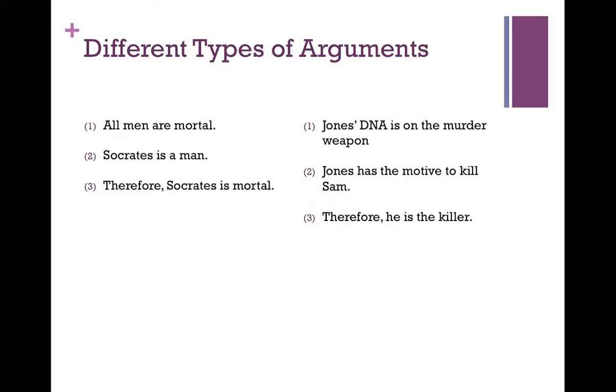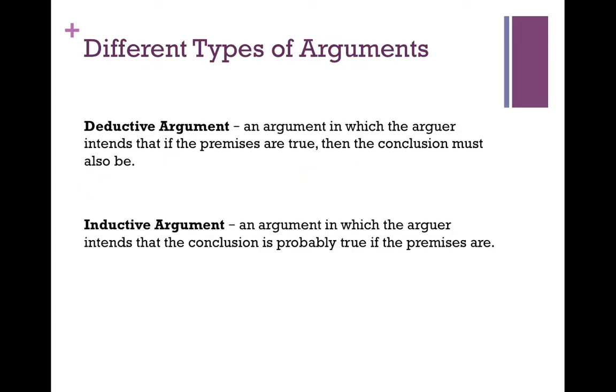And we have names to describe these two classes of arguments. We're going to divide these into the following classes. On the one hand, we have what we call deductive arguments, and on the other we have inductive arguments. A deductive argument is one in which the arguer intends that if the premises are true, then the conclusion must also be true. Whereas an inductive argument is one in which the arguer only intends that the conclusion is probably true if the premises are. And these represent two broad classes of arguments.